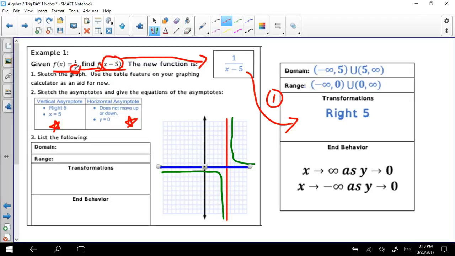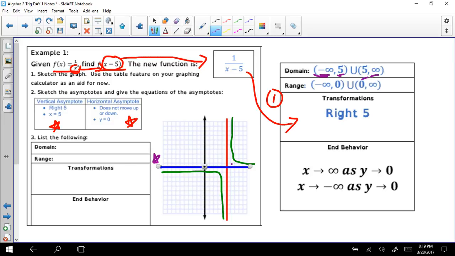If you look at the x values from the left, we're going to start at negative infinity for the domain. I'm going to stop at that vertical asymptote, which is 5, so we have 5 right there. Got to use that union symbol again. Start up at 5 and go on forever, so it's from 5 to infinity.